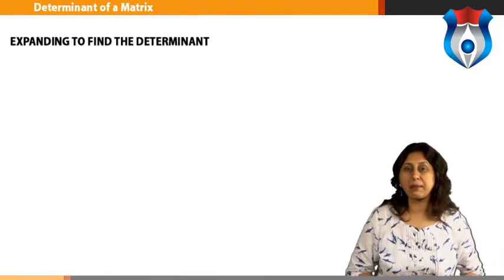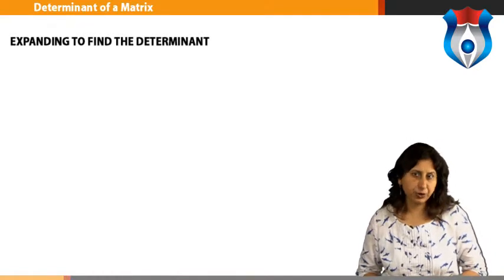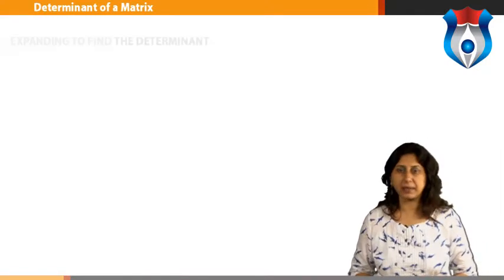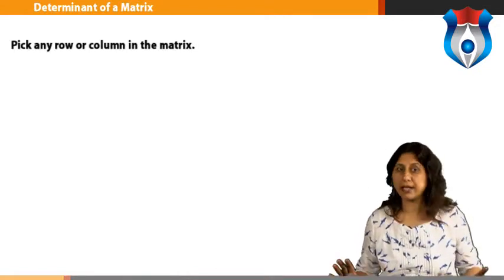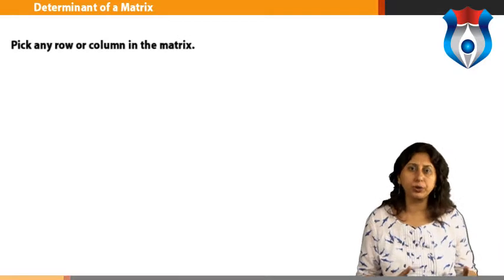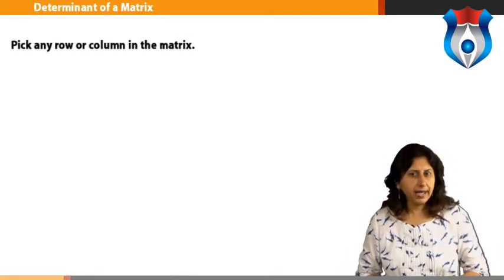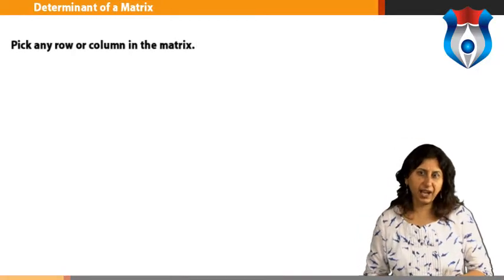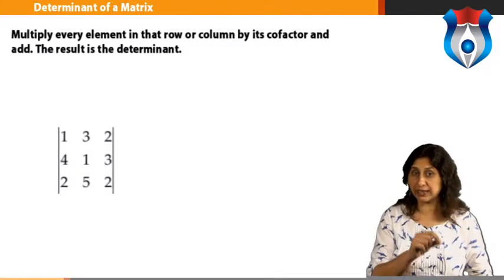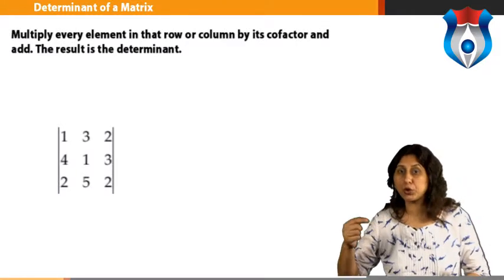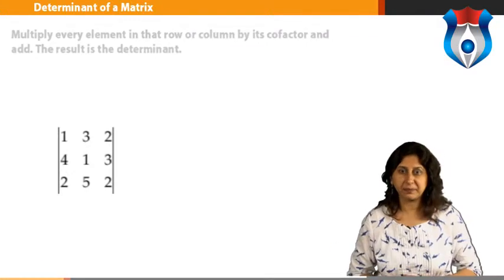Here we will discuss expanding to find the determinant. Here are the steps to go through to find the determinant. Pick any row or column in the matrix. It does not matter which row or which column you use, the answer will be the same for any row. There are some rows or columns that are easier than others, but we'll get to that later. Multiply every element in that row or column by its cofactor and add. The result is the determinant. See on screen.